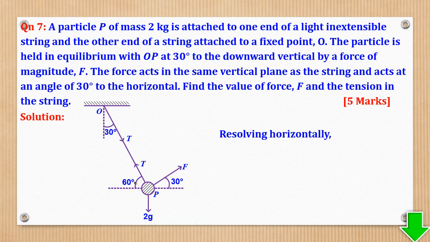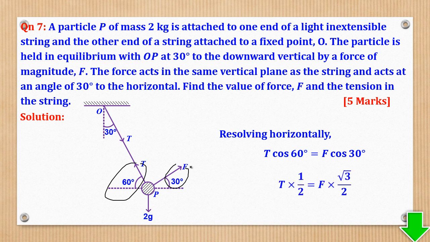Then the force acts at an angle of 30 degrees to the horizontal. They are in equilibrium, so you can now resolve horizontally, where we say forces to the right are equal to forces to the left. So T cos 30 is equal to F cos 30. You substitute for this and for this to come up with equation 1.